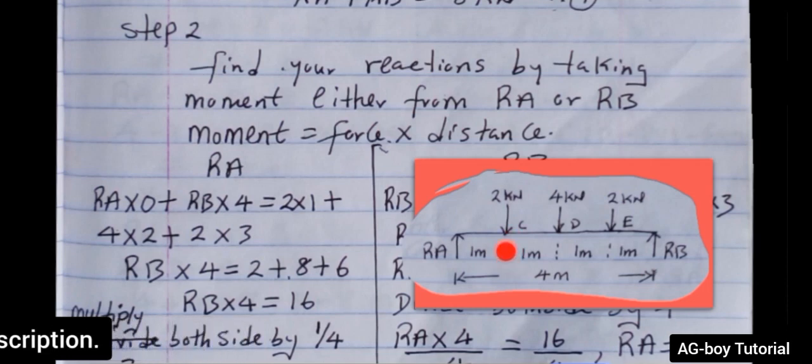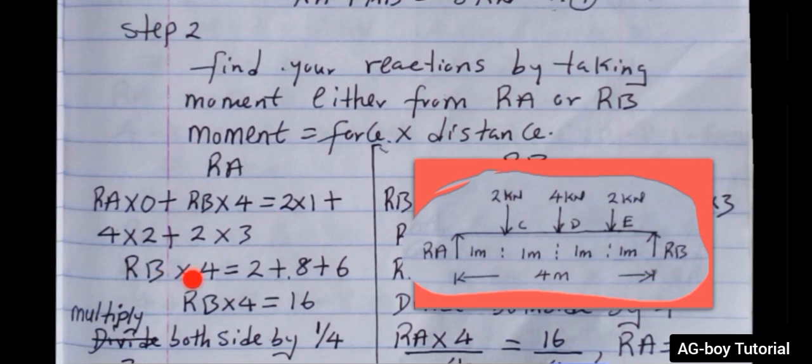Then the distance from C to RA is what, 1 meter, so we have what, 2 multiplied by 1, then plus we have 4 kilonewton. The distance from 4 kilonewton to RA is what, 1, 2, so we have what, 4 multiplied by 2, then plus the distance from point E to RA is what, 1, 2, 3, so it's going to be 2 multiplied by 3.